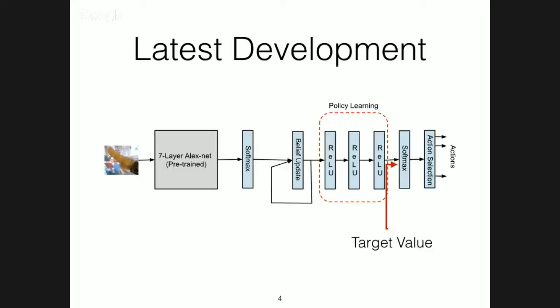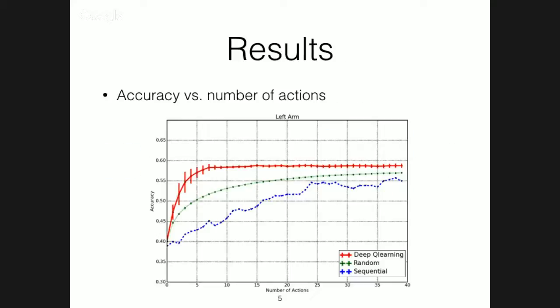And we show that the accuracy of this network is more than... that's the policy learning network, and the target value is actually fed through that point in the network. And these are the results on the GERMS. It showed that it's better than random or sequential action selection.